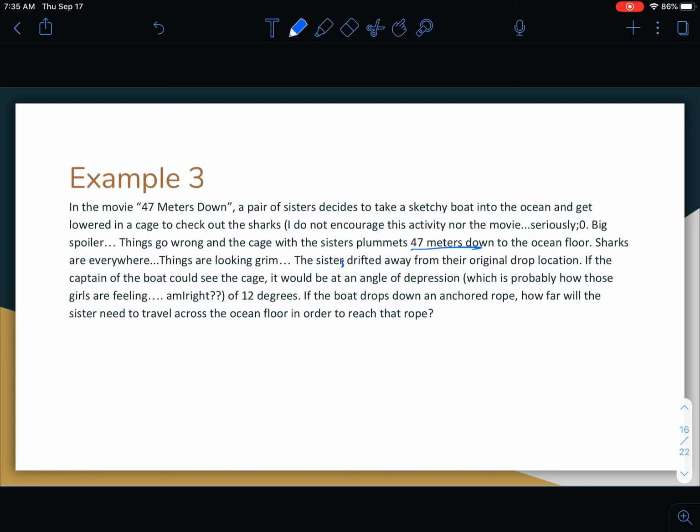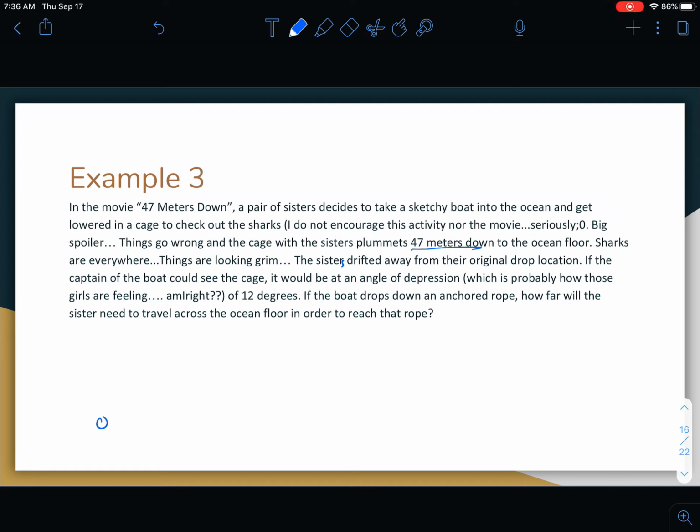If the captain of the boat could see the cage, it would be at an angle of depression, which is probably how these girls are feeling, of 12 degrees. If the boat drops down an anchored rope, how far will the sisters need to travel across the ocean floor in order to reach that rope?